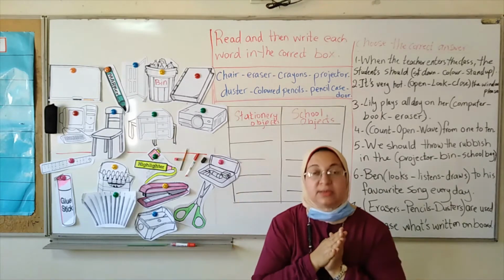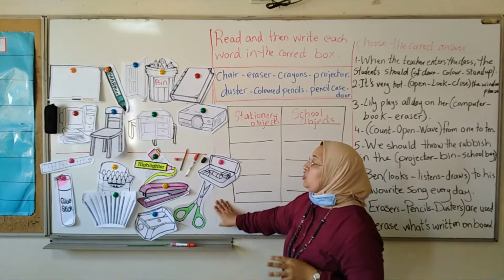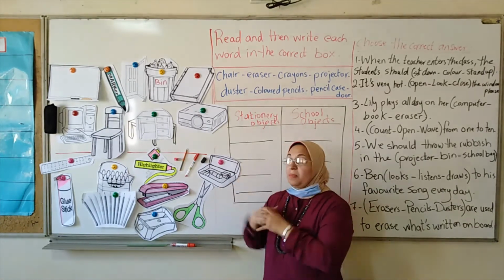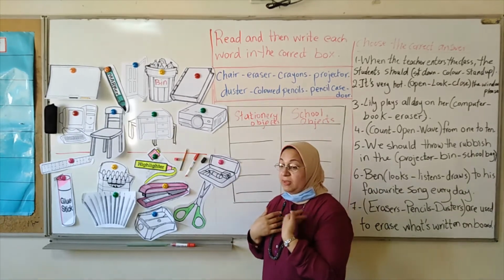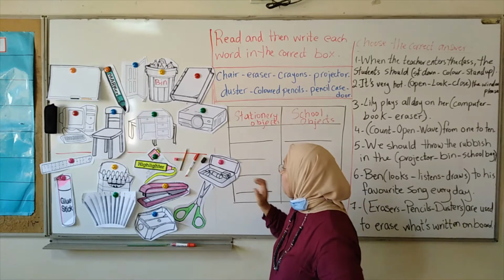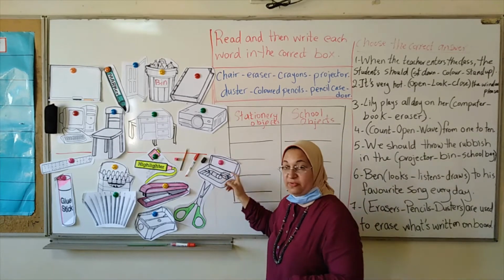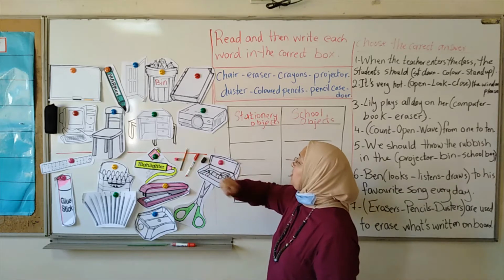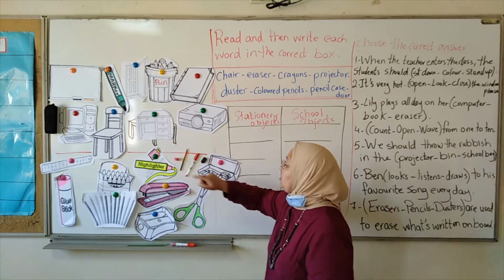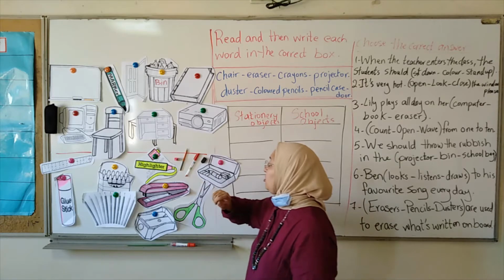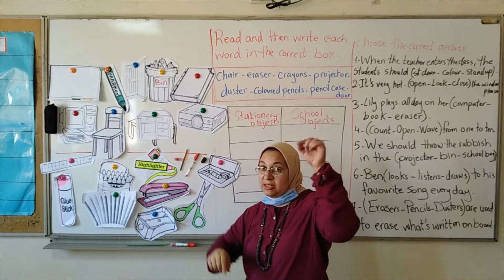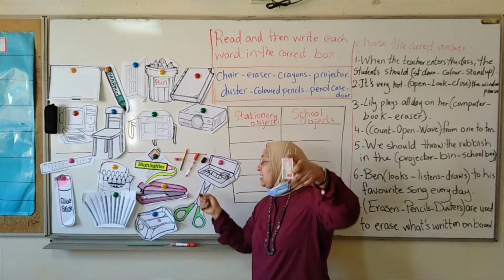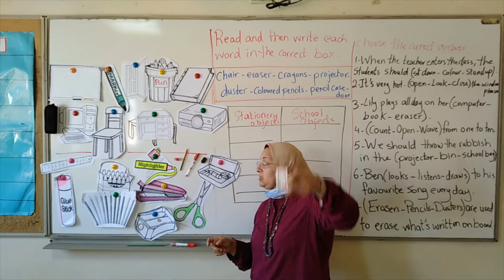We said the stationary objects are the objects that I can put inside my pencil case. For example, this is the pencil case itself. I can put what inside? I can put the rubber, pen, pencils, sharpeners, highlighters, stapler, and inside it is what? Staples. Stapler and staples.